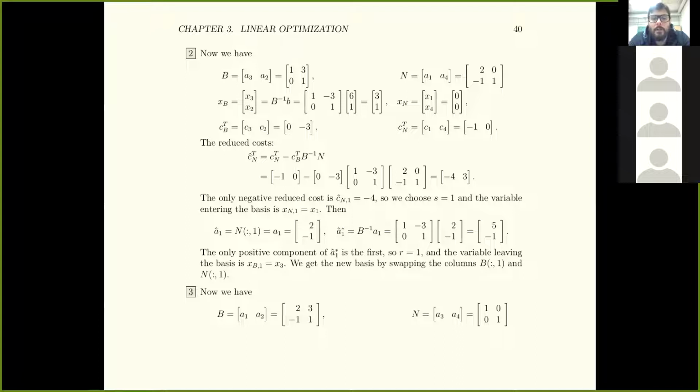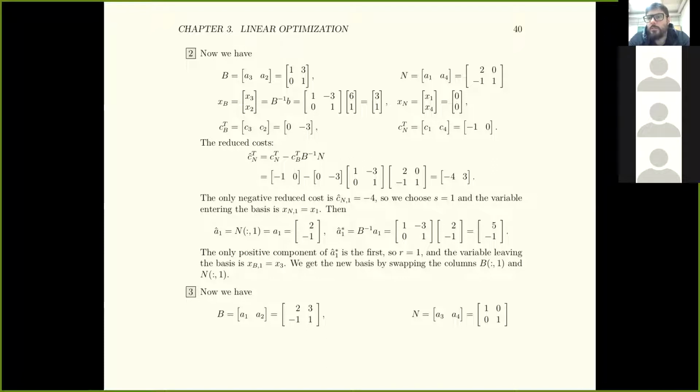We do the same thing over again. We calculate the net effect on the basic variables. This would be the A star 1 hat, and the net effects are 5 and -1. So this means that when we are increasing the variable 1, then the basic variable x3 will decrease by 5 for every unit, while the second basic variable x2 will increase by 1 for every unit.